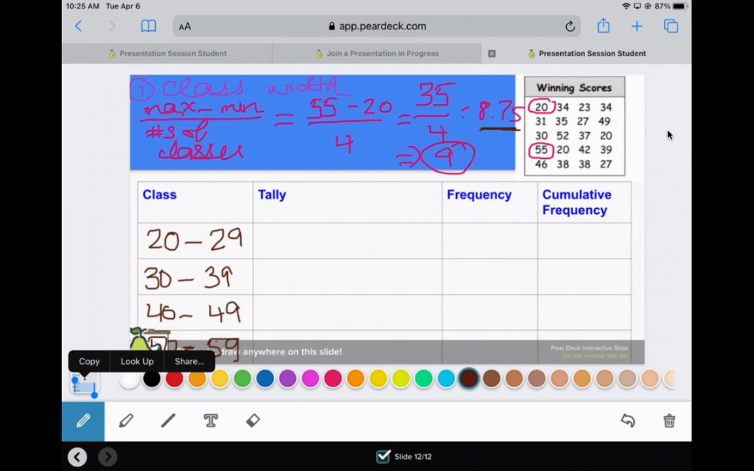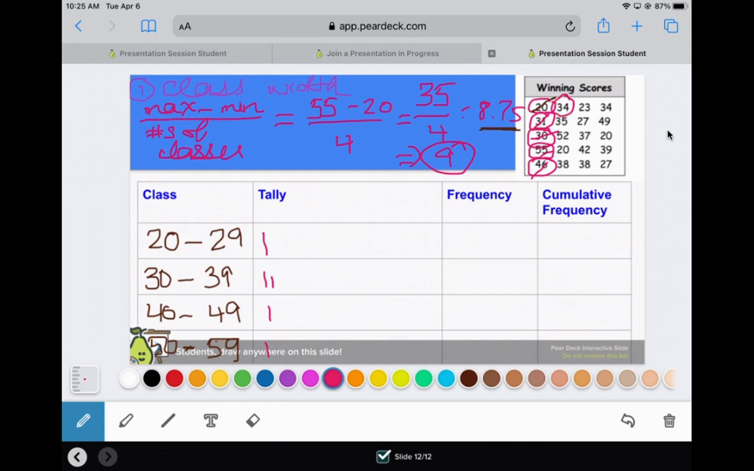Just finish up? Okay. All right, so for the tally, this is 20. So I'm looking for 20. It belongs to the first class, 1 time. So 1. Then for 31, it belongs to the second class. So I make the tally mark. Then I have 30, the second class. 55, the last one. 46, third. And I will finish up. That's how I would do the tally.